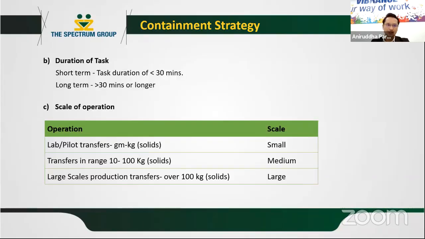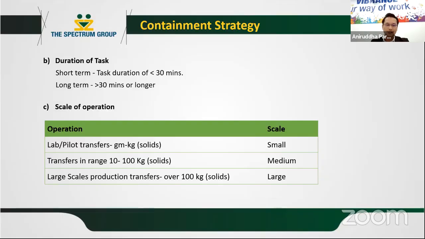Next is the duration of the task. Is the task less than 30 minutes or more than 30 minutes? For example, your sampling or dispensing operations are classified as short-term tasks, whereas in a compression activity, the operator is observing a compression machine, the tableting, and the process lasts for 4 or 5 hours. Those are classified as long-term exposure.